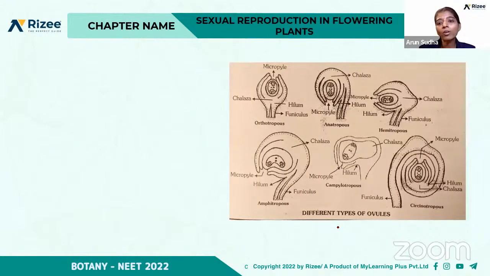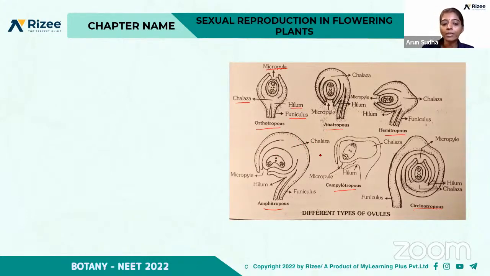So, and then based on the position of the micropyle, the chalaza and the hilum. So we saw what is a micropyle, what is a chalaza, and then what is a hilum. So now you're familiar with all these terms, right? And the funiculus, that is the stalk. And then the body of the ovule is connected to the stalk by hilum. And we saw about the micropylar end and the chalazal end, right? So you're familiar with all these things. So based on the position of all these, that is where the micropyle, the chalaza, hilum, and the funiculus are, there are different types of ovules such as orthotropous ovule, anatropous ovule, hemitropous ovule, amphitropous, campylotropous, and circinotropous. So these are the 6 types of ovules which are based on the position of the micropyle, chalaza, hilum, and funiculus.